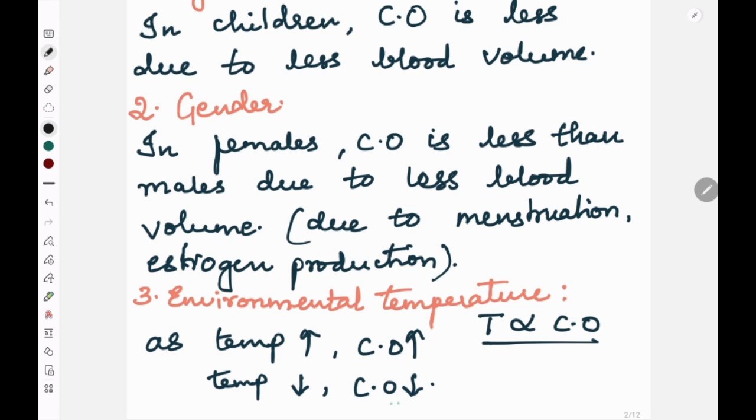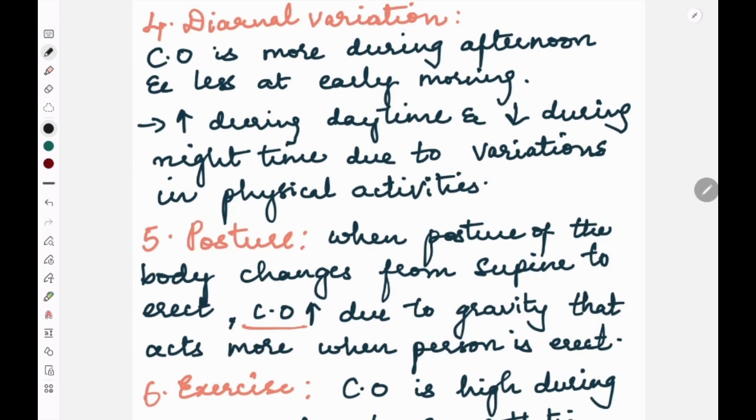Next comes the environmental temperature. Temperature plays an important role in maintenance of cardiac output. As the temperature increases, the cardiac output also increases, whereas when the temperature decreases, the cardiac output decreases, because the temperature is directly proportional to the cardiac output. Another factor is diurnal variation. What is diurnal variation? It is similar to temperature, because cardiac output is more during the afternoon and less during early morning. Why? Because of the temperature difference between afternoon and morning.